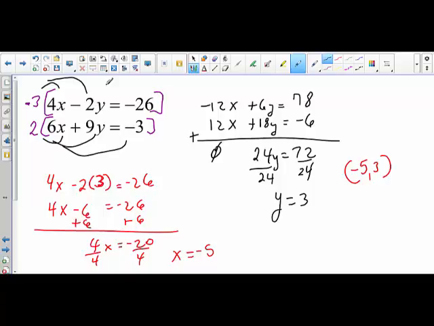Either left side is equal to right side, which would be an infinite amount of solutions, which means it's the same line. Each equation is the same line. Or the left side is not equal to the right side, which would give you an answer of no solution because those lines would be parallel.